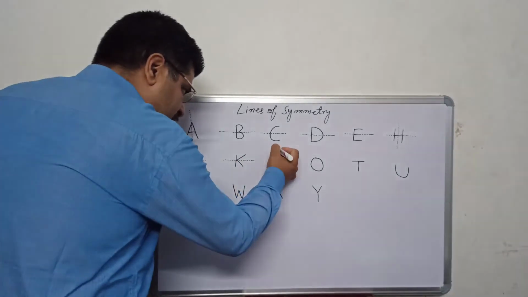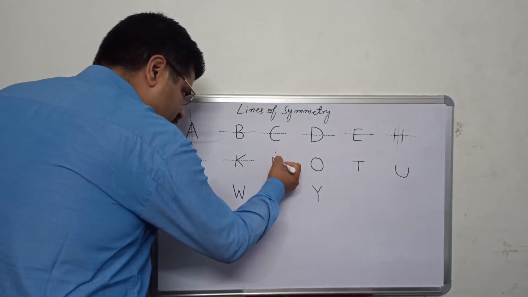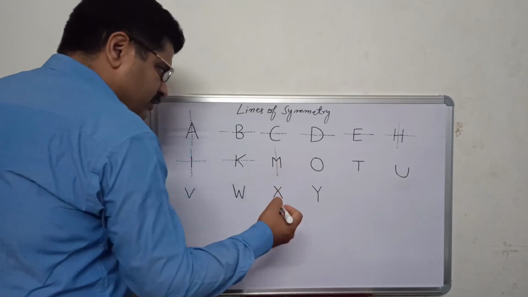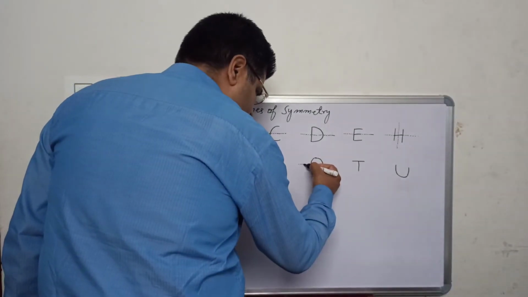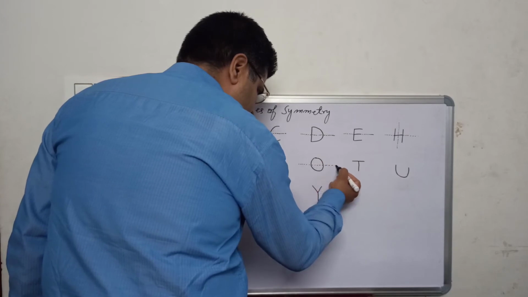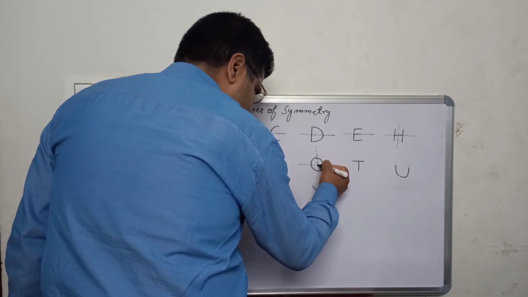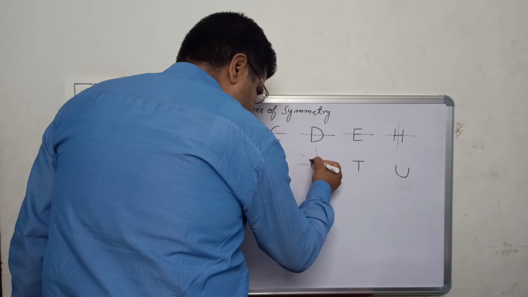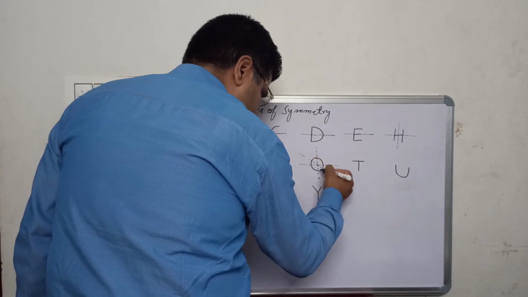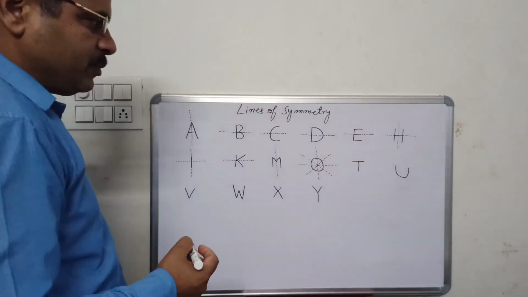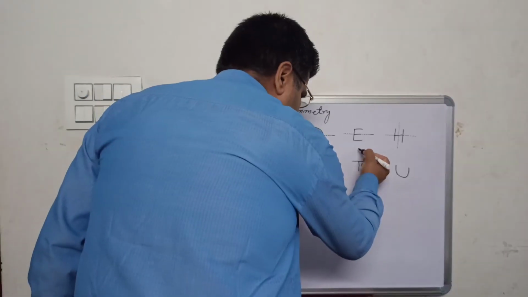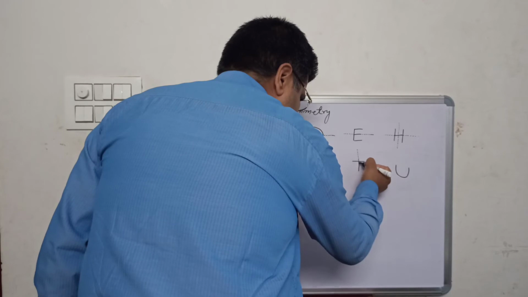Line of symmetry of M is vertical, and there are infinite lines of symmetry for O. I have drawn few. So there are infinite lines of symmetry. Line of symmetry of T is vertical.